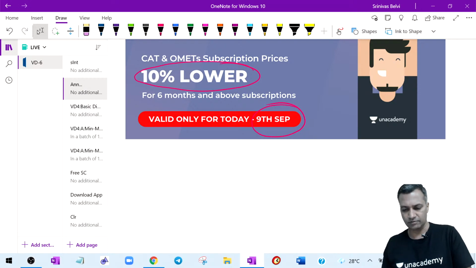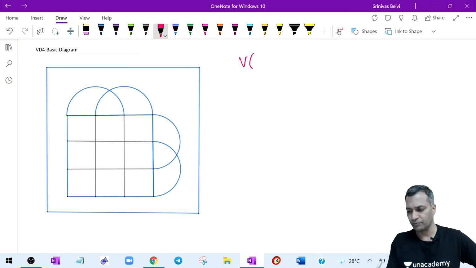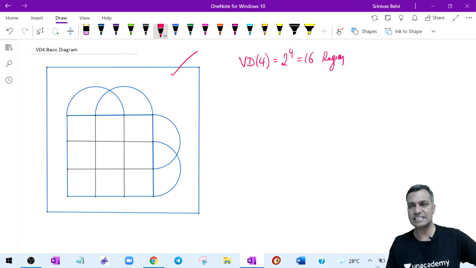Okay, let's get started with the Venn diagram for 4. Before we start, so that even the reflection time can be used very well, I will quickly remind you: a Venn diagram for 4 would have 2 raised to power 4, that is 16 regions. This is the most preferred and easy way of drawing it.